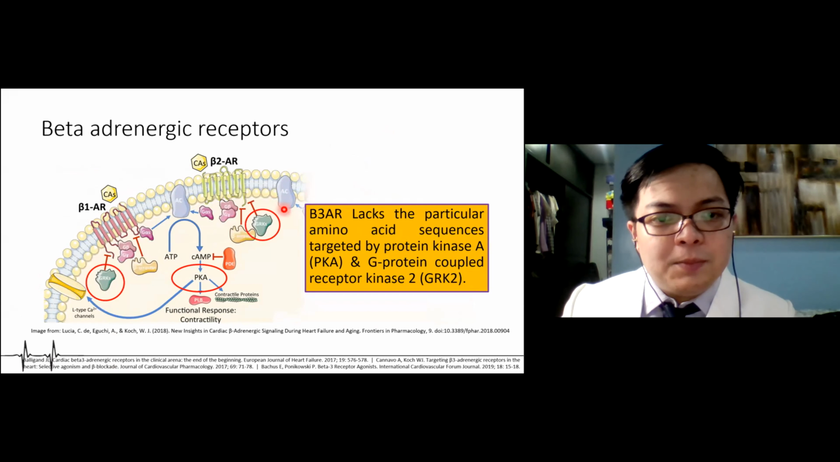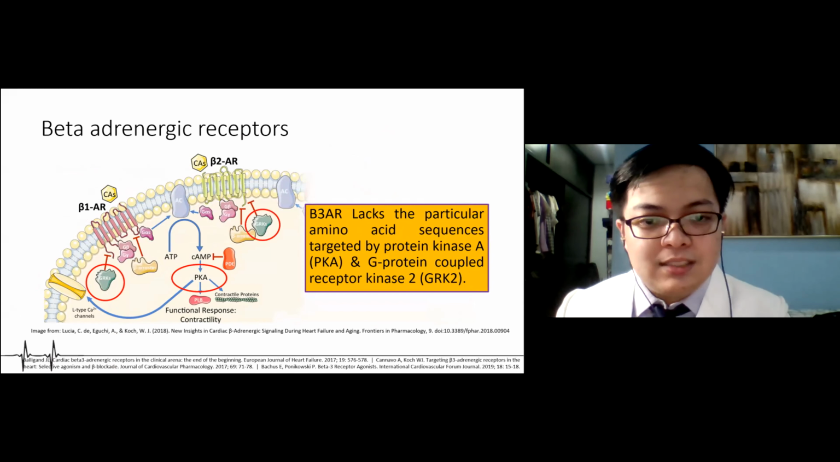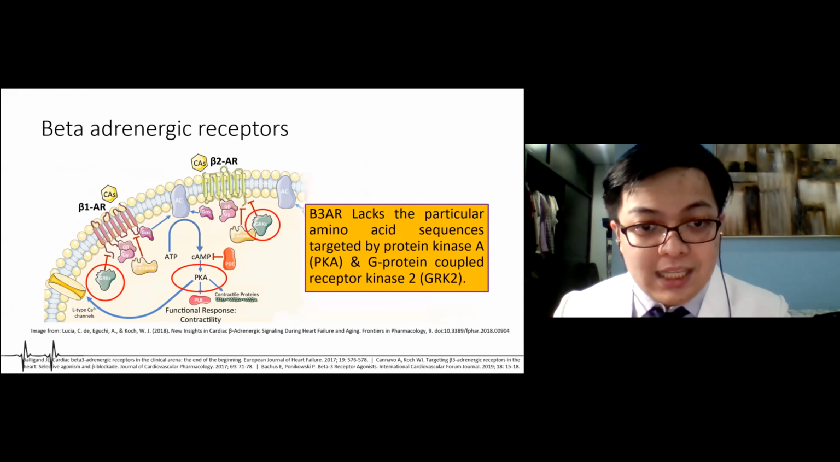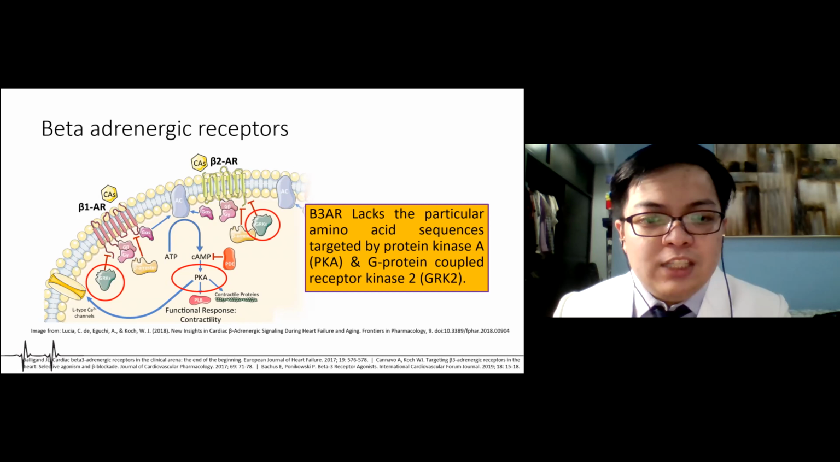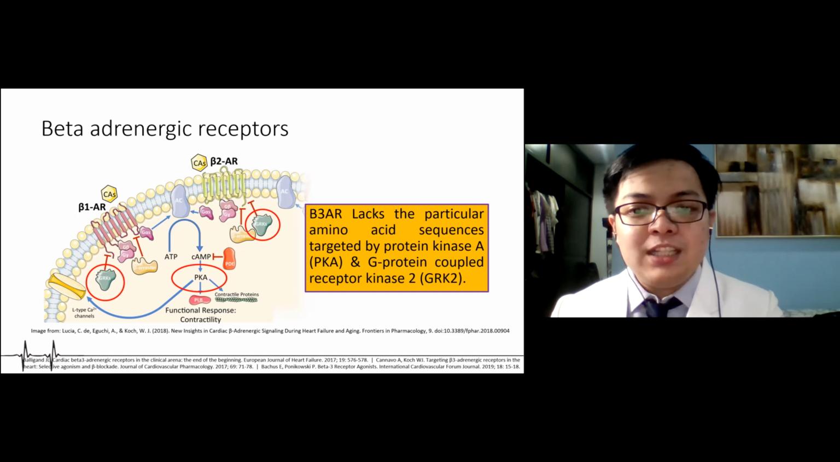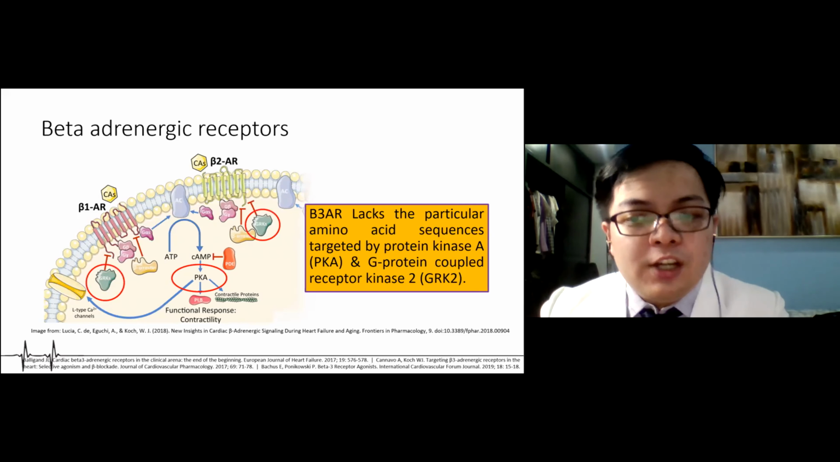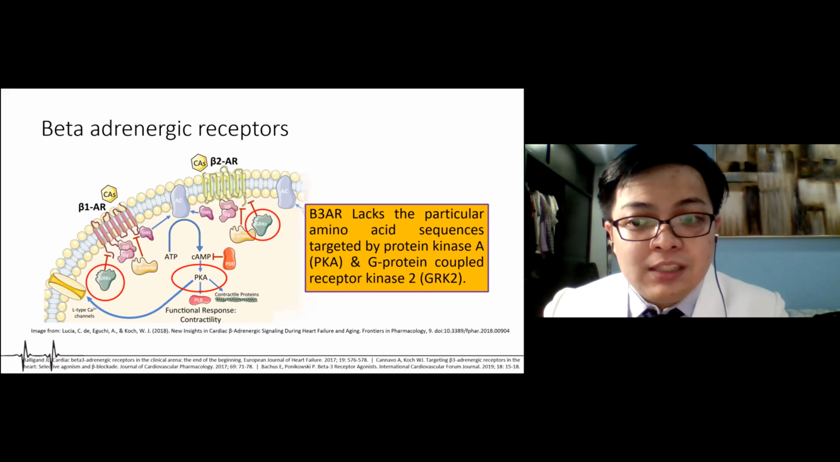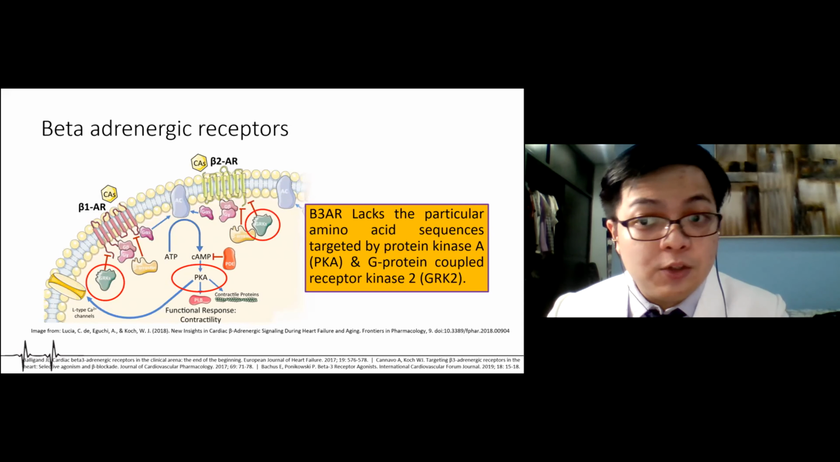So it lacks the particular amino acid sequences targeted by your protein kinase A or your PKA and your G protein coupled receptor kinase or your GRK2. So what happens because they lack the particular amino acid sequences, they make it resistant to catecholamine-induced downregulation, as we will discuss later on.